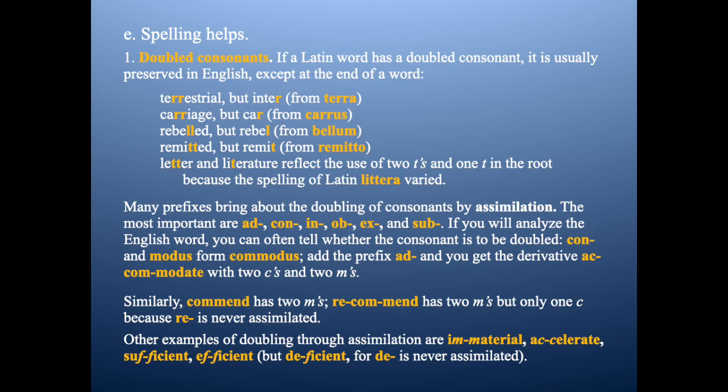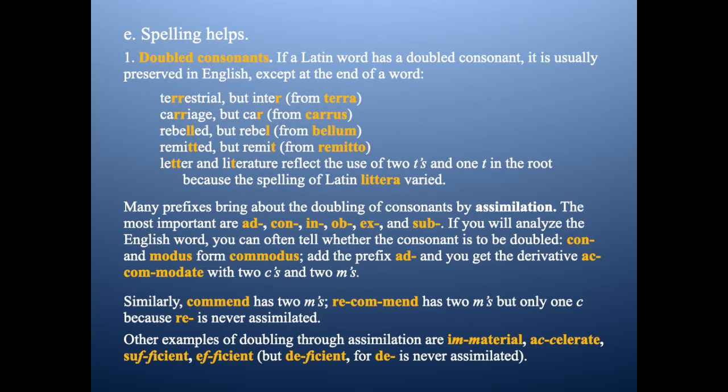The N and the M come together. They do not pronounce well, so we assimilate the end of the consonant in the prefix with the base to give us commodus. Okay, that's a Latin word. Now, what if we added another prefix to it?